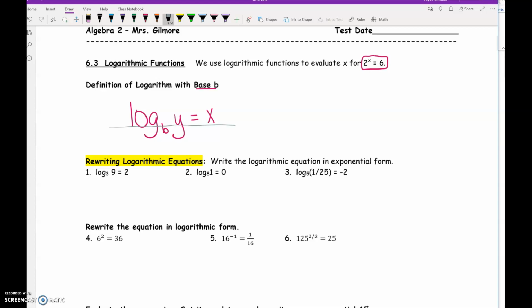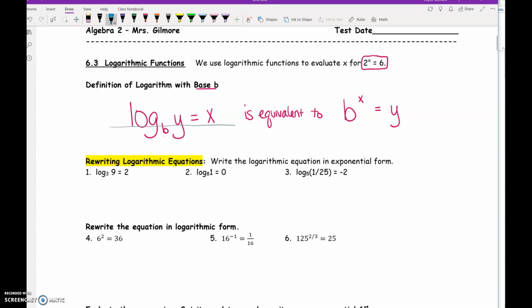It is not log b to the y. That means something totally different. You have to make sure the log is on the line, the y is on the line, that base is slightly below, subscript. Now, this is equivalent to b to the x equals y.